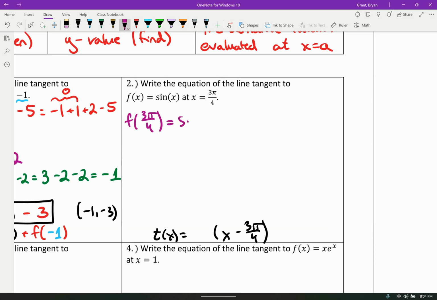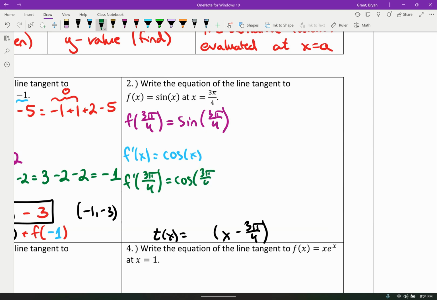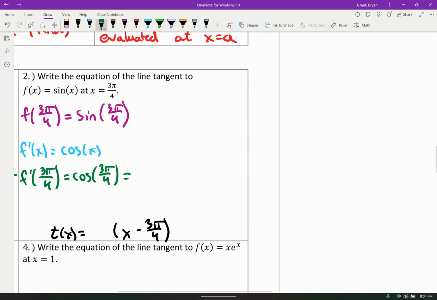Let's find the y value first, f of 3 pi over 4. You should know your trig values at this point, sine of 3 pi over 4. Because I know it's sine, I'll throw cosine up here right now too. We need to find the derivative, which is just going to be plain old cosine of x. And so when I find the derivative function evaluated at 3 pi over 4, you'll notice that these are linked. I need sine of 3 pi over 4 and cosine of 3 pi over 4.